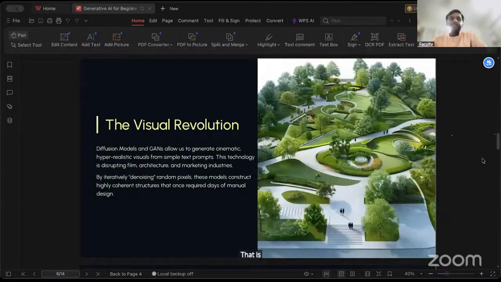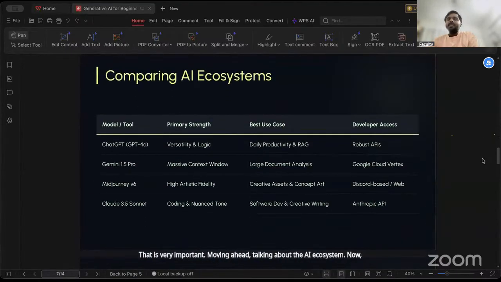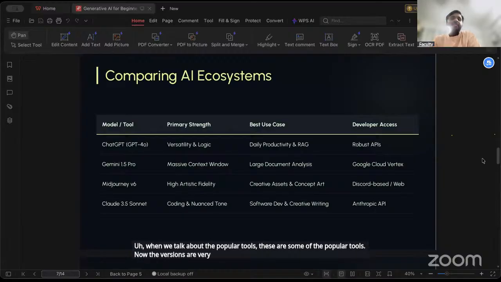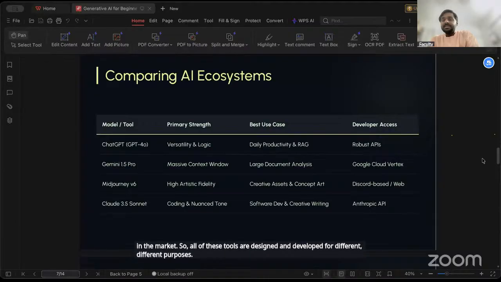That is very important. Moving ahead, talking about the AI ecosystem. Now, when we talk about the popular tools, these are some of the popular tools. Now the versions are very much upgraded. You have ChatGPT, Gemini, Midjourney, Claude, Kimi. DeepSeek is also another important revolution which was there in the market. All of these tools are designed and developed for different purposes.